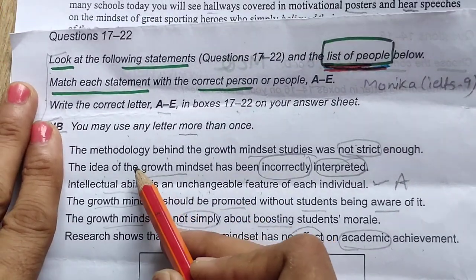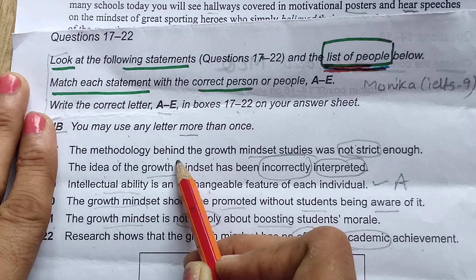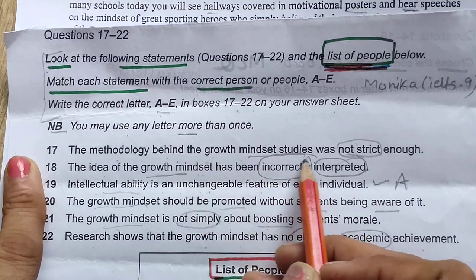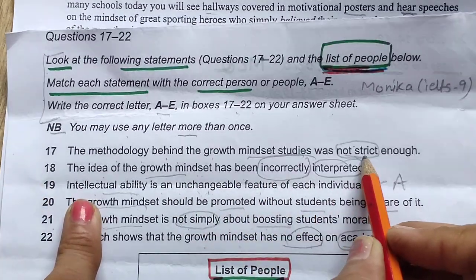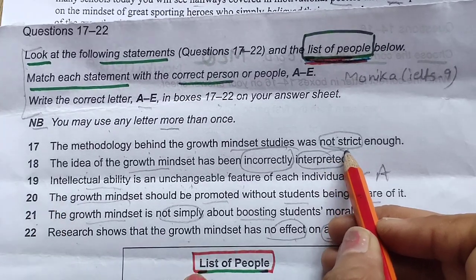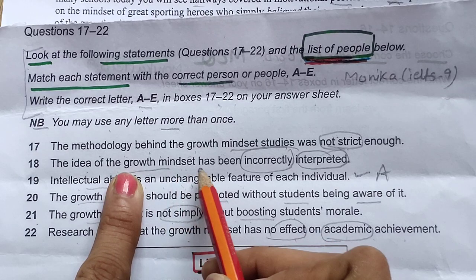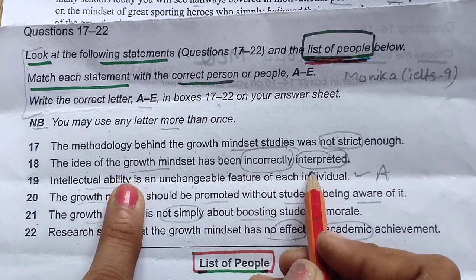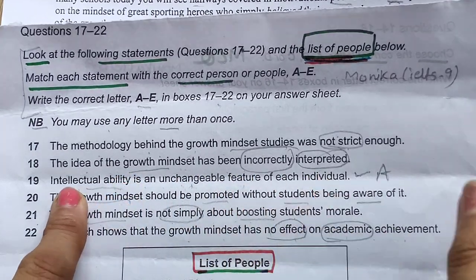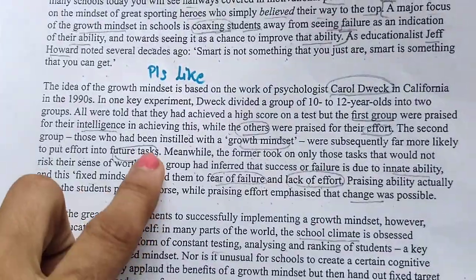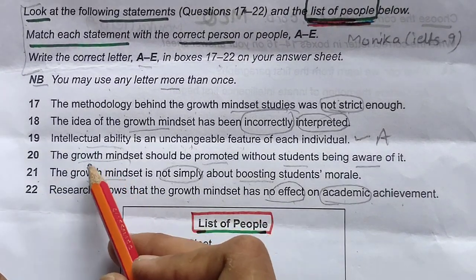The methodology behind the growth mindset study was not strict enough. Regarding this person, they were not talking about strictness. The idea of growth mindset has been incorrectly interpreted. In this experiment, nothing they have given about it. Okay, this we have gone.